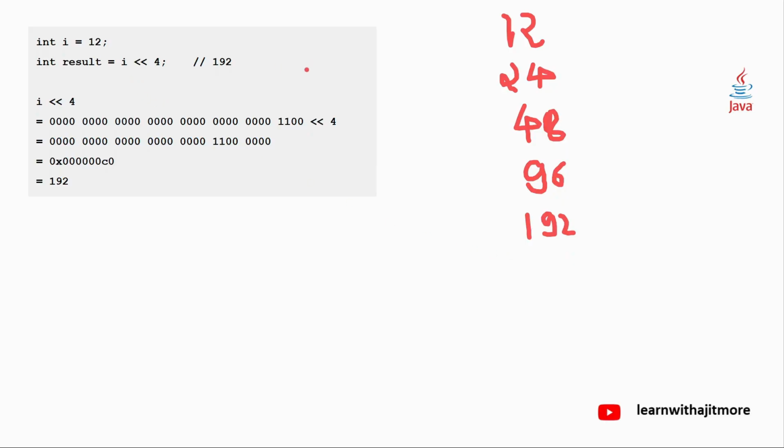And you can cross verify that answer. See, for that reason, this bit representation is shown. First of all, do you agree that 1100 is the binary of 12?